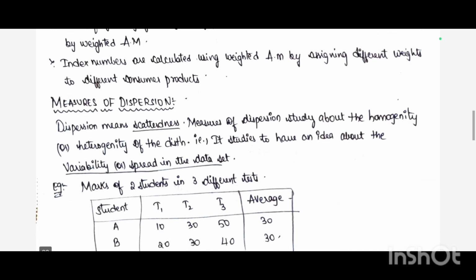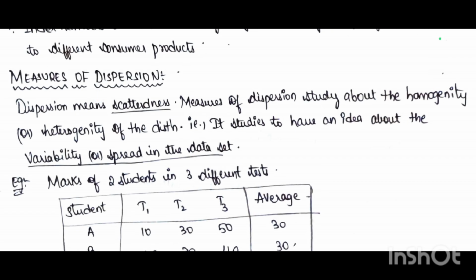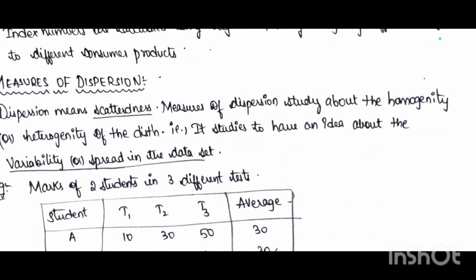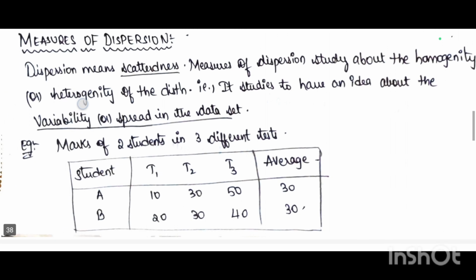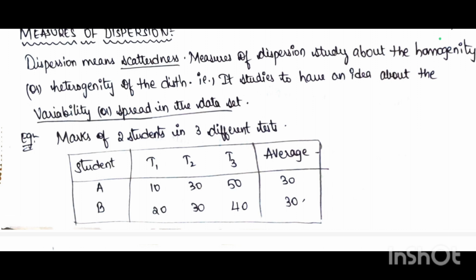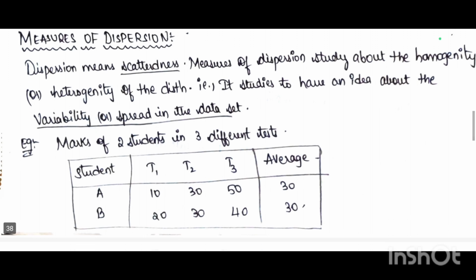Next, measures of dispersion. Okay, dispersion means the scatteredness or the differences. Measures of dispersion is a study about the homogeneity of the given data distribution. It studies to have an idea about the variability or spread in the data set. Okay, how the data is moving, they want to know. So at that time we have to use the measures of dispersion.